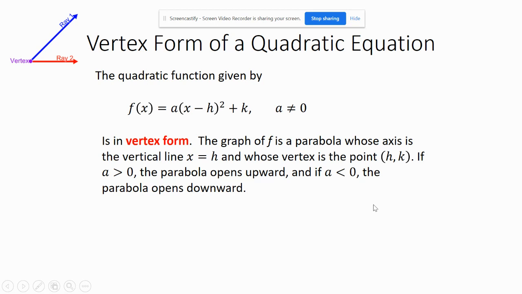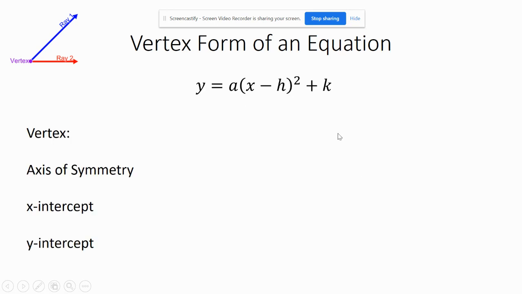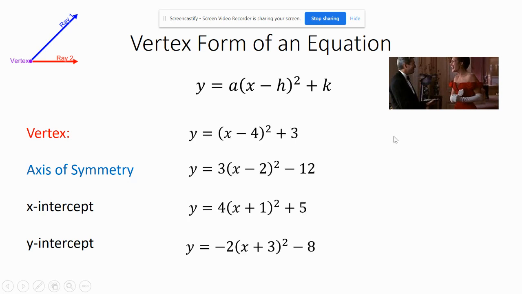So here's how we're going to use this information. Okay. So here's our formula. This particular equation is going to help us with the vertex and the axis of symmetry. All right. And I have a picture of Julia Roberts here from Pretty Woman because she is a horizontal liar in this particular movie, so they're always going to be what we call liars.